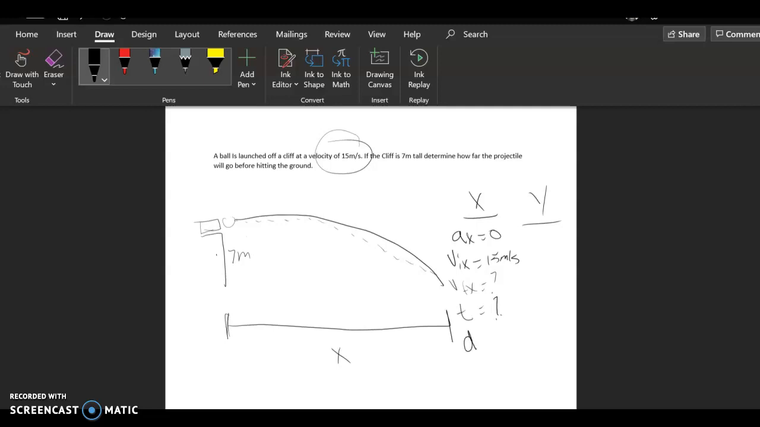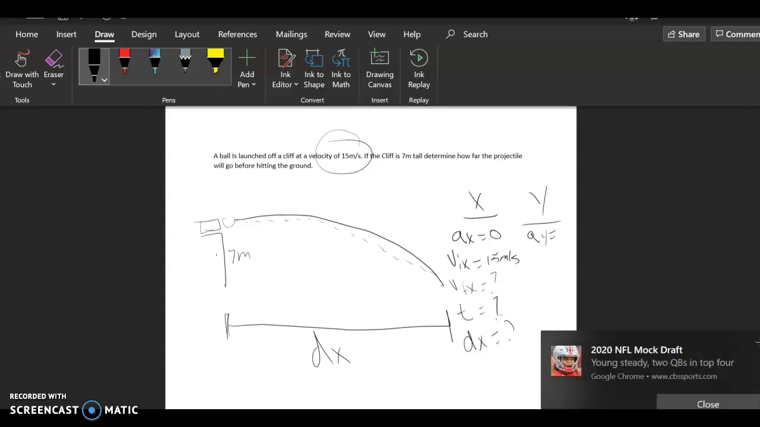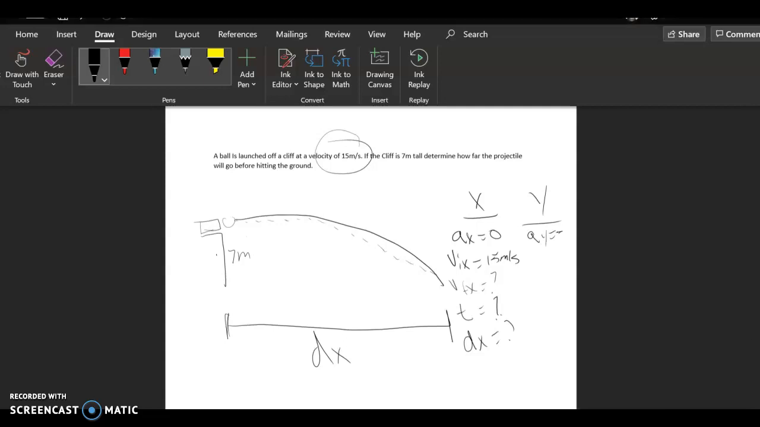And we don't know what distance in the x is, right? So this is really displacement of the x. So we don't know any of those values. Now let's think about the y. We know the acceleration of the y. That's negative 9.8. Okay. Acceleration of the y is negative 9.8.